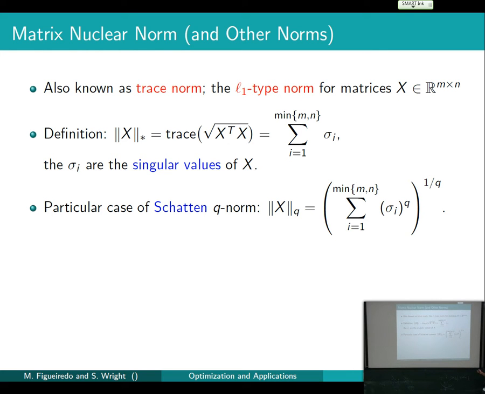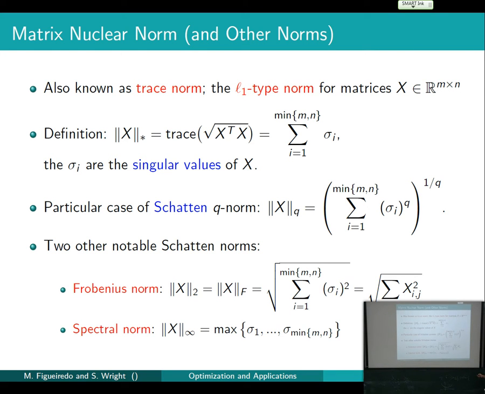You can replace that with a sort of Q norm. These are called Schatten norms. That's where you just take each singular value and raise it to the power Q and add them up and then take the Qth root. If you take Q equals 2, you get the Frobenius norm. And that's also a very important norm.